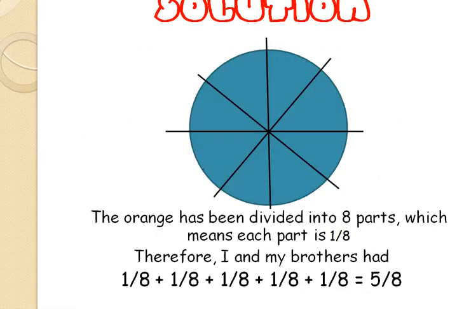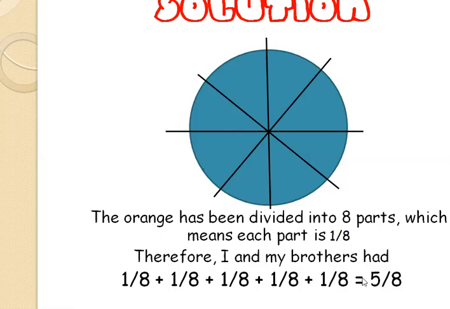Okay, so this is a diagram to show how the orange is shared. This orange has been divided into 8 equal parts. Let's count. 1, 2, 3, 4, 5, 6, 7, and 8. That is 8 equal parts. And now she gave 1 part each to me and my brothers. So each of that part is 1 over 8. So if I separate 1 over 8 in 5 places, this is 1, 2, 3, 4, 5.